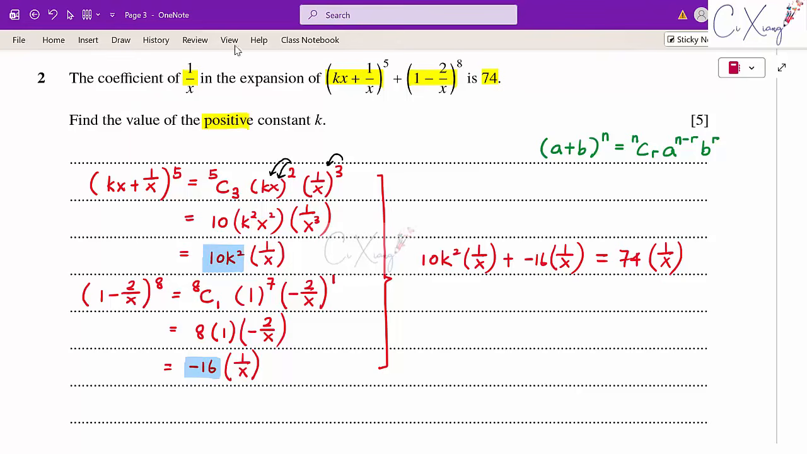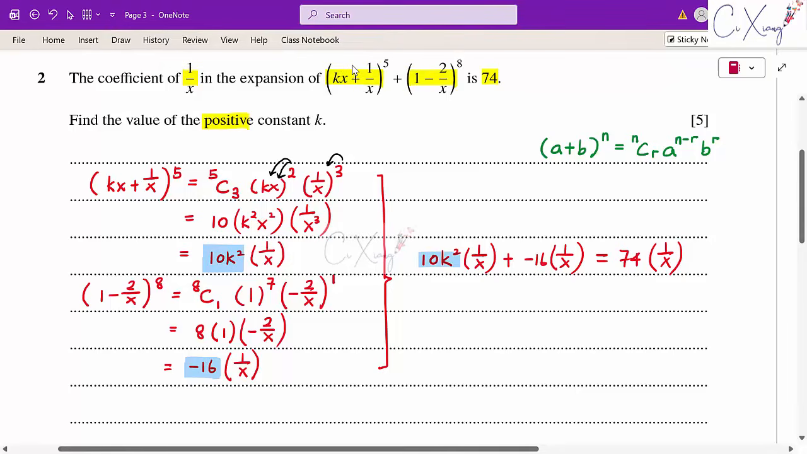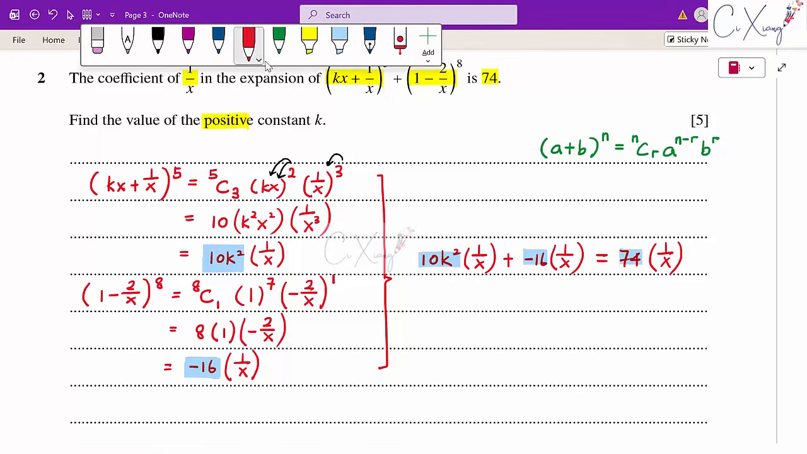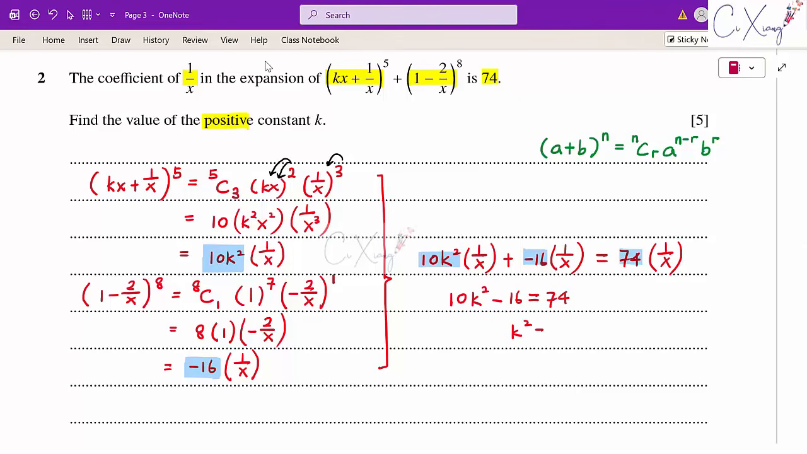Then now we just compare only the coefficient part. If I want to compare only the coefficient part, what do I have here? I will be having 10k squared minus 16 equals 74. So this is what I want to compare. And you simplify it. You'll be having k squared equals 9 and k equals plus minus 3. And then please read the question one more time. They are asking for the positive constant k. Therefore, my final answer should be a positive value where k equals 3.